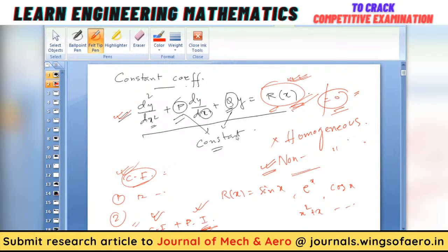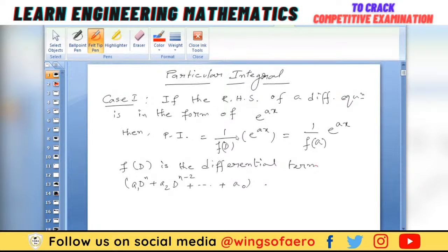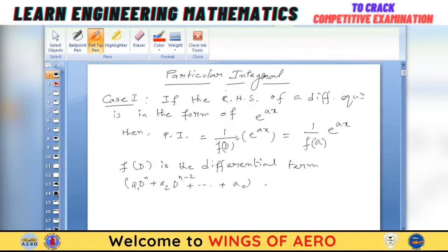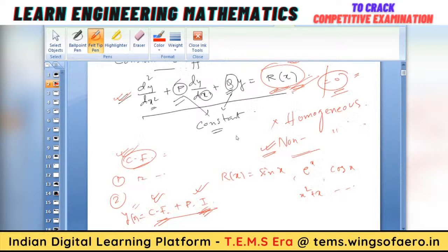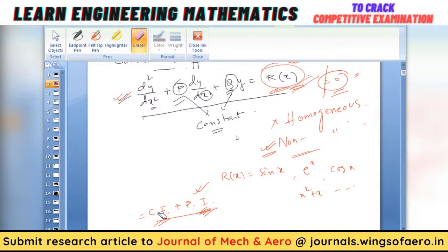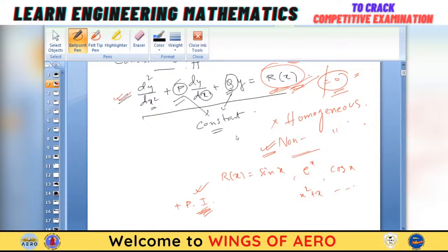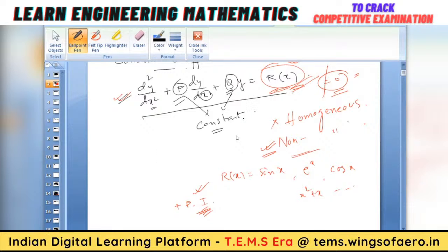So let's now talk about how many types of functions there are. In the particular integral, there are different kinds of functions we have to consider in the RHS. The functions are of different types. First type is exponential type. Second type is algebraic type, and third type is trigonometric type. There is another type, which is a combination of trigonometric and exponential, that is the multiplication type. That is a different issue; I will discuss it later.